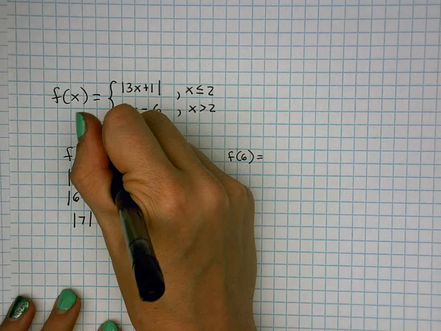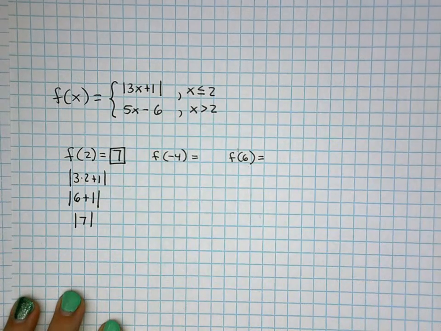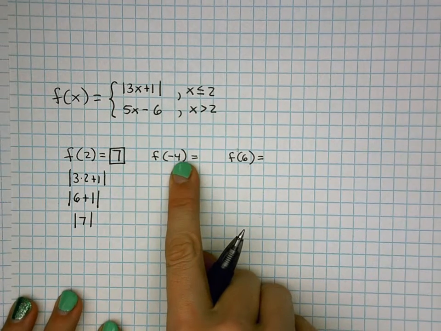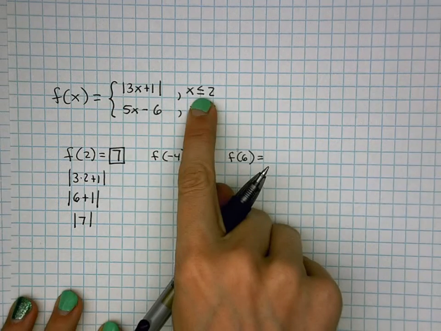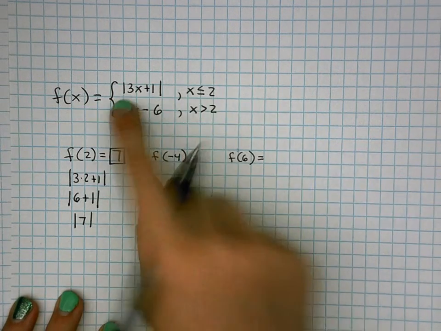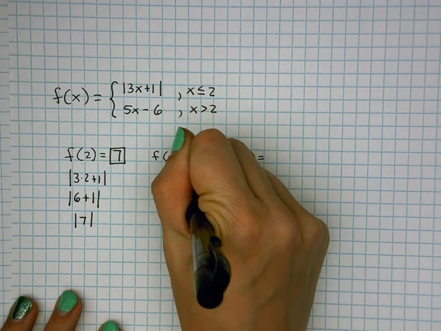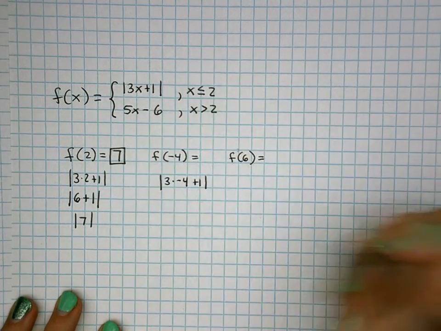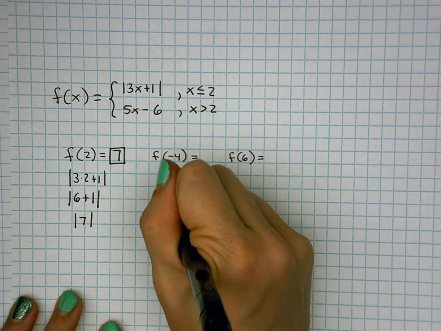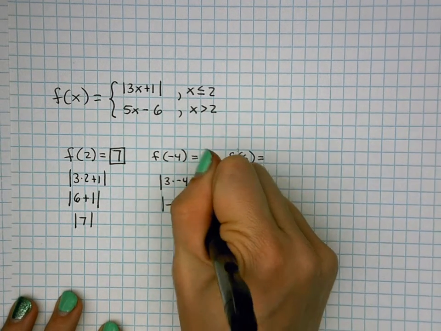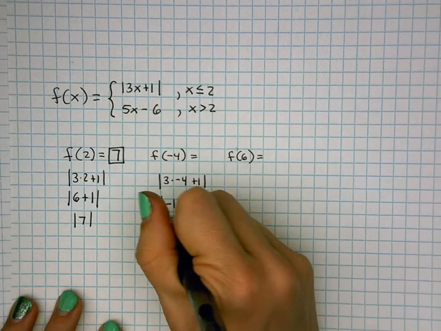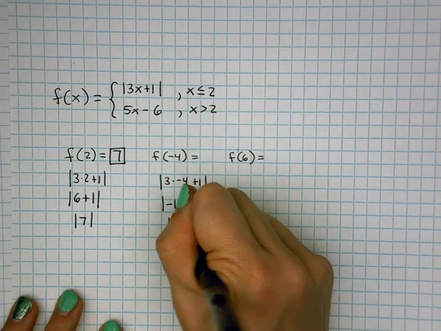Okay, f of negative 4, where's negative 4? That's this top one. Plugging that in, we have absolute value of 3 times negative 4 plus 1. 3 times negative 4 is negative 12, plus 1 is absolute value of negative 11, which is 11.